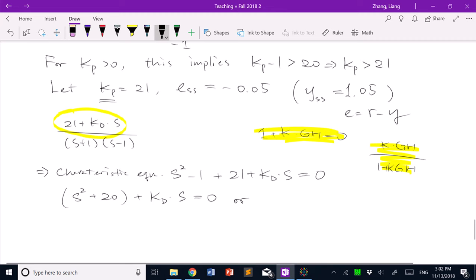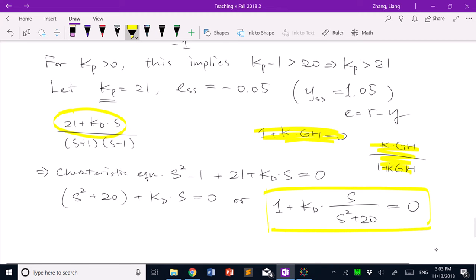Or we can write it as 1 plus KD times S over S squared plus 20 equals 0. This being the characteristic equation of the closed loop system. Now, if we look at this, if I organize the terms in this manner, meaning I put all the terms with KD in one group, and the rest in another, then this looks like something that can be done similar to what we have above.